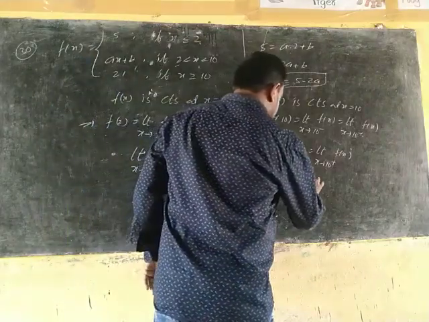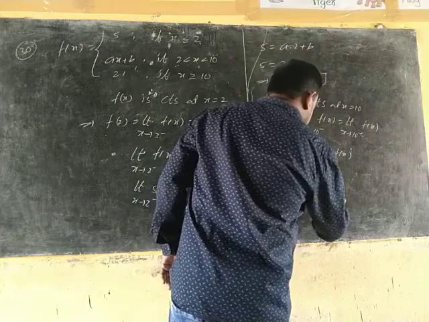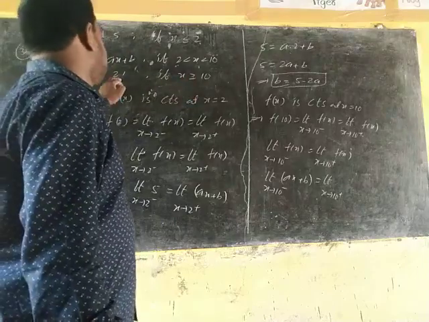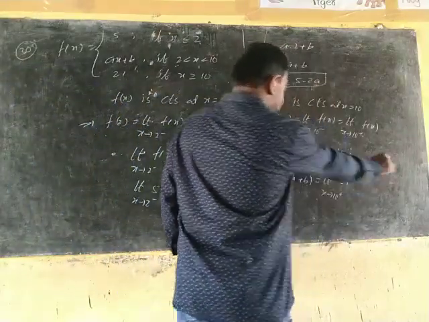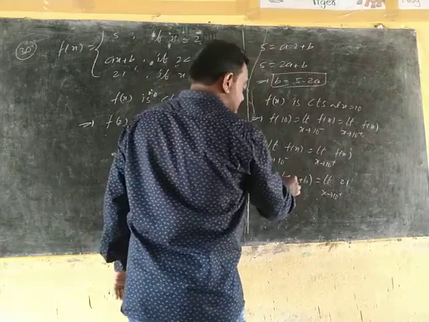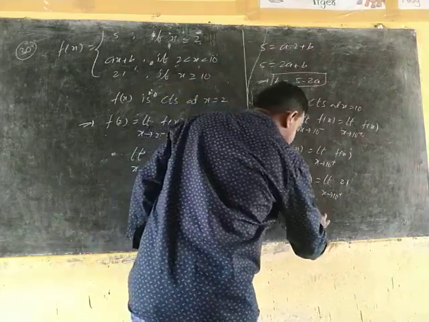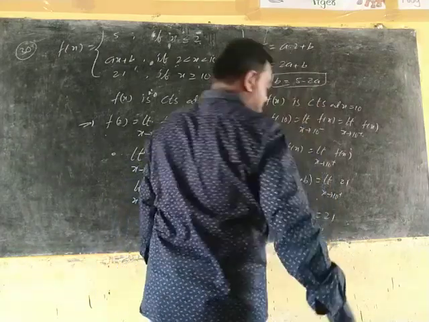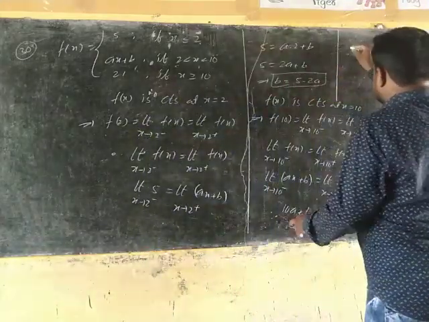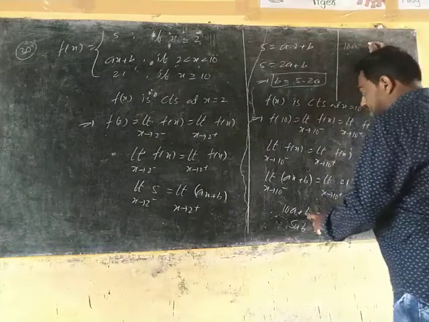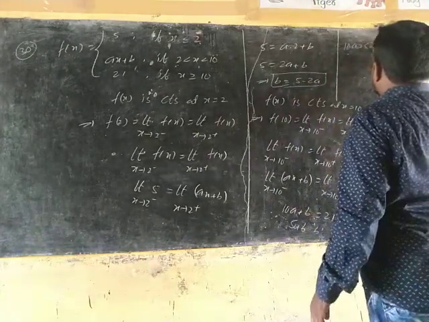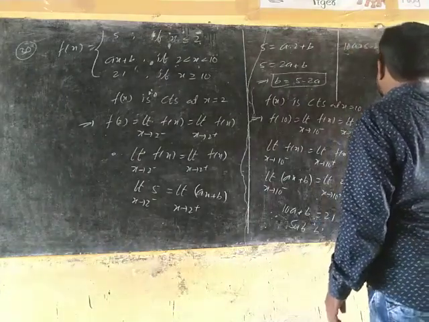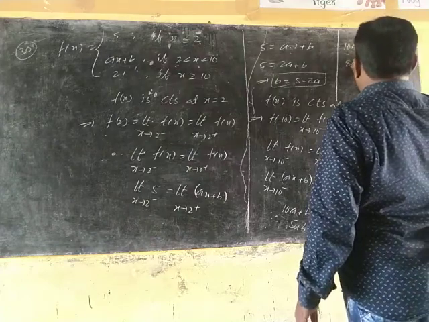Ax plus b equals limit x tends to 10 plus. 10 plus means x is greater than 10, no? f of x equals 21. Now you substitute x equals 10. a into 10, 10a plus b equals 21. Substitute the b value. Then what are we getting? 10a plus b. What is b? 5 minus 2a. 5 minus 2a equals 21. 10a minus 2a is 8a.